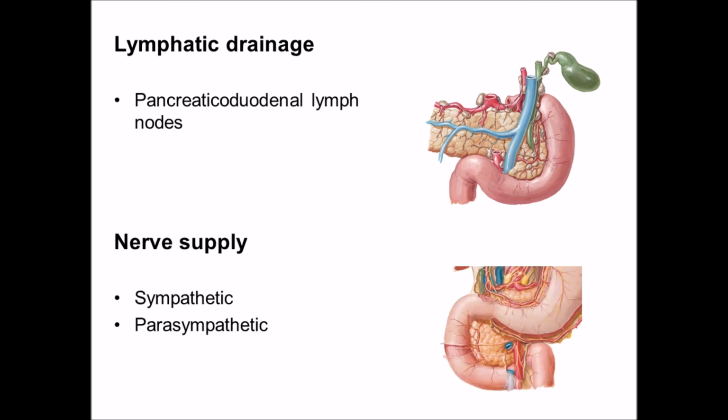Nerve supply: the duodenum is supplied by the autonomic nervous system, which comprises the sympathetic and parasympathetic nervous system. The sympathetic nervous system is derived from the celiac and superior mesenteric plexus. The preganglionic fibers for the sympathetic plexus are derived from T6 to T9 spinal segments, whereas the parasympathetic supply is by both vagus nerves.